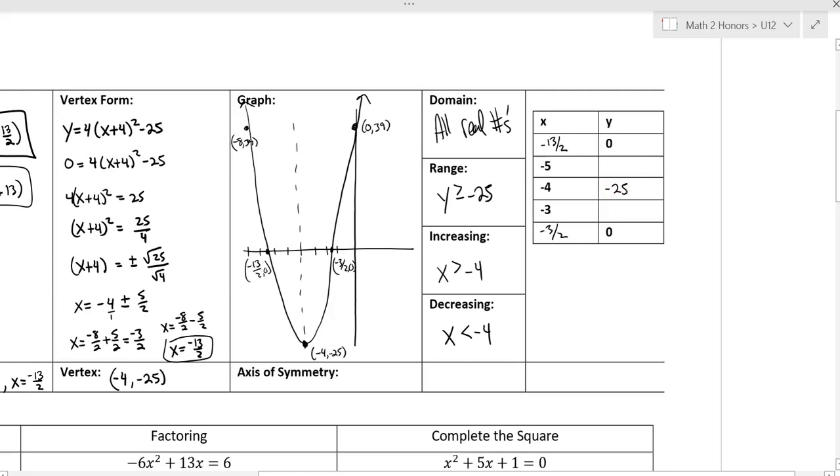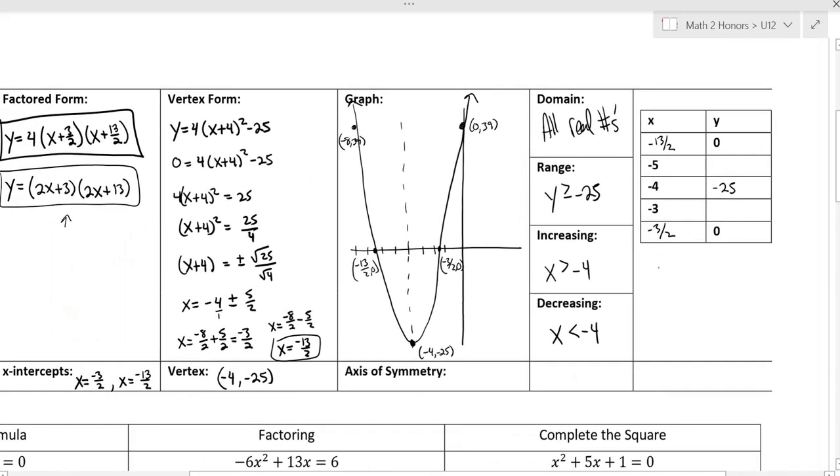So notice that negative 3 is 1 to the right of the vertex, and negative 5 is 1 to the left. So we're going to have the same y value no matter what. I just need to figure out what that is. And I'm going to plug in negative 5 into factored form.